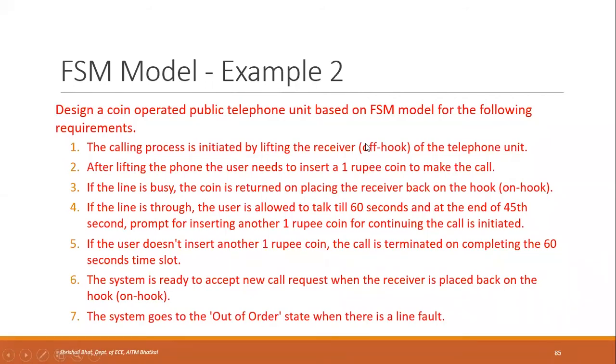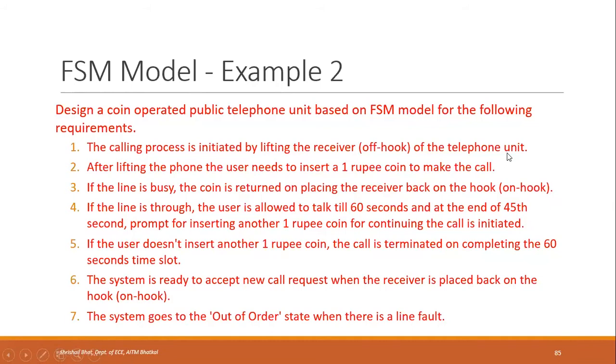Okay, these are the requirements given. The calling process is initiated by lifting the receiver of the telephone unit. It's a landline telephone unit. There will be a receiver and there will be a dial pad, right? So when the user lifts the receiver, or off hooks it, the calling process will start. After lifting, the user has to insert a 1 rupee coin. If the line is busy, the coin is returned on placing the receiver back on the hook. If the line is busy, he inserts a 1 rupee coin and dials the number, then the user has to place the receiver back. He will get that 1 rupee coin back.